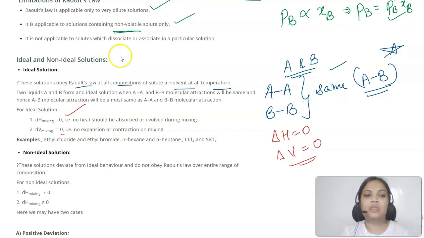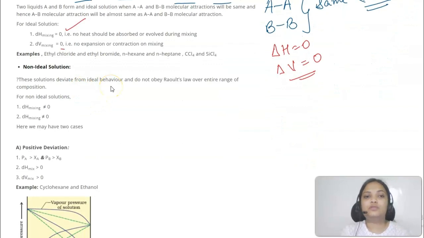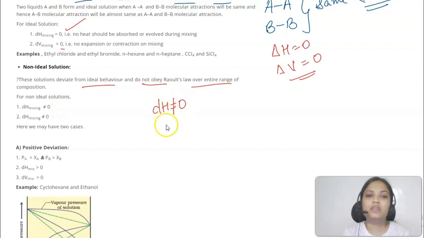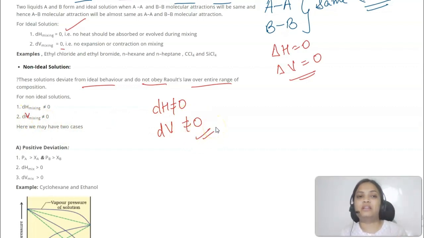Okay, now non-ideal solutions, students, again, are those which do not obey Raoult's law at all concentrations and temperatures, right? So they will show deviation from ideal behavior and they're not obeying Raoult's law over the entire range of composition. So if they are not obeying Raoult's law, then delta H mixing is not equal to 0. Okay, and delta V mixing is also not equal to 0. Means there would be either heat absorbed or evolved, and the volume will also change. All right, it will not remain the same.